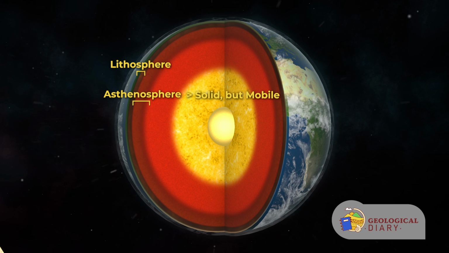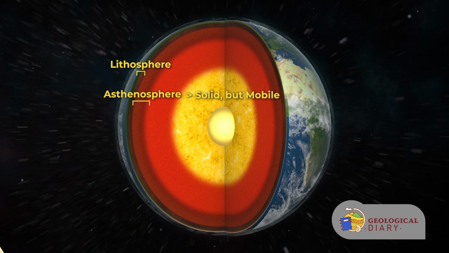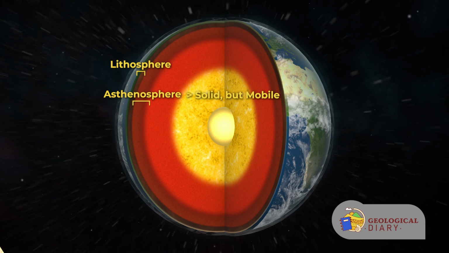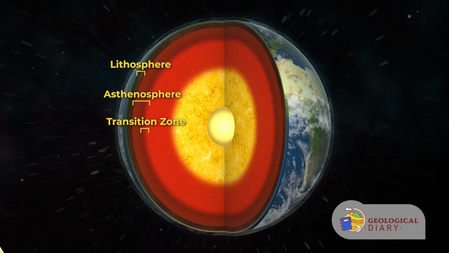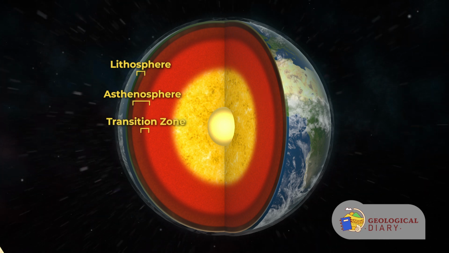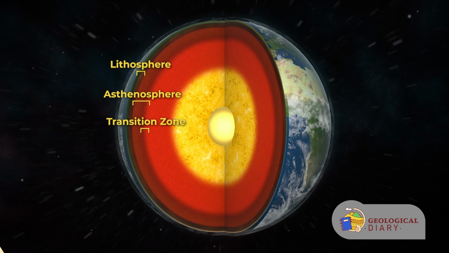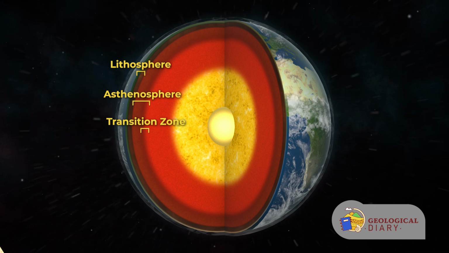From about 410 kilometers to about 660 kilometers in depth is the part of the upper mantle called the transition zone. The top of the transition zone is identified by a sudden increase in density from about 3.5 to 3.7 grams per cubic centimeter. This is because with increased pressure, new denser minerals form.